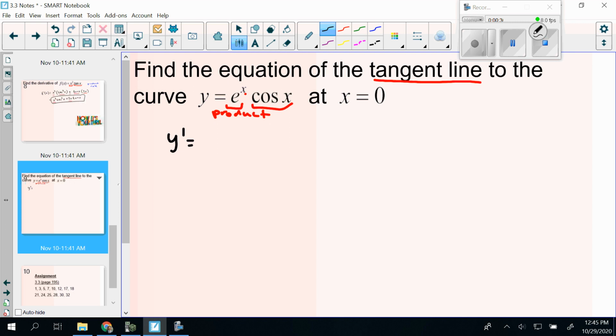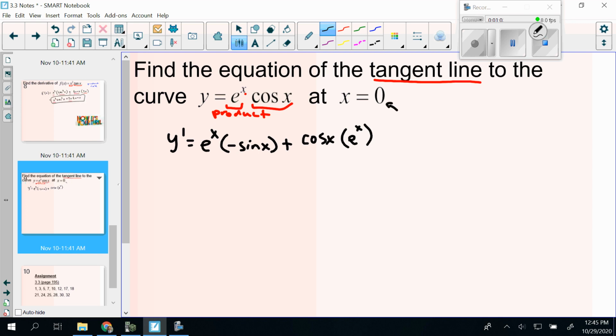So when you're doing product rule, keep one function the same. Find the derivative of the other one. Derivative of cosine is a negative sine. Now you put a plus and now you switch them around. So keep the other function the same and find the derivative of the other one. Derivative of e to the x here would be e to the x. So that's our derivative.